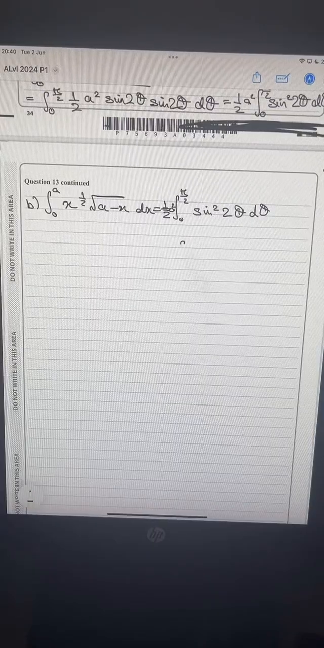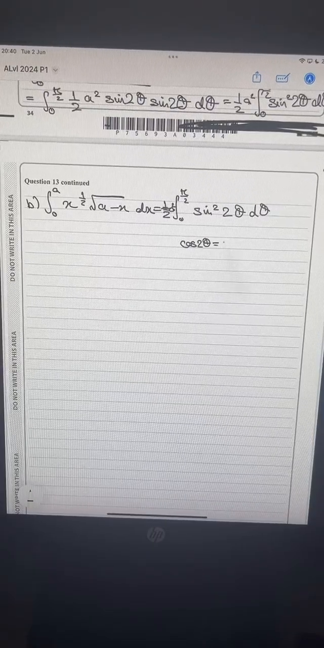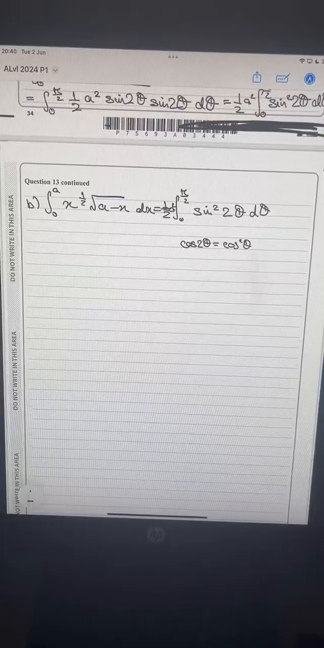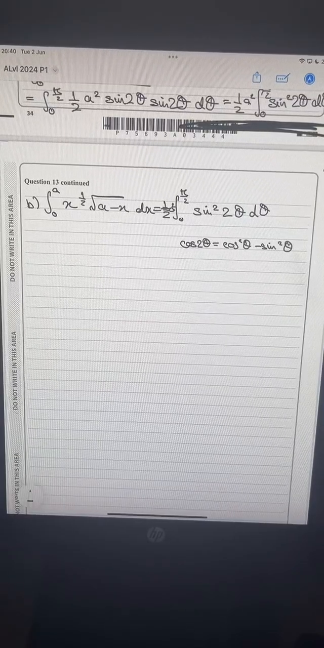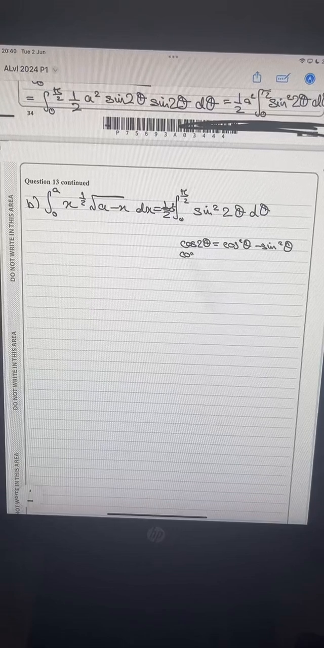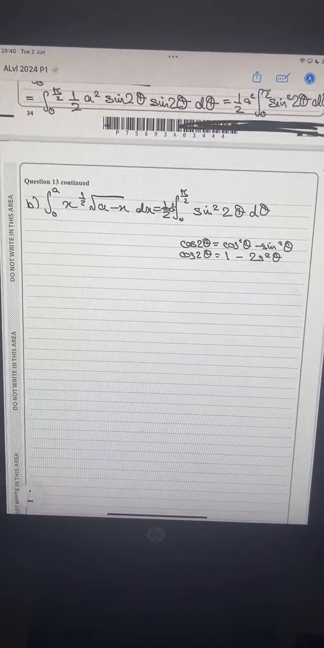So you know that cos 2 theta is equal to cos squared theta minus sine squared theta. But we don't want any squareds. So let's find one where we have sine squared theta and just cos 2 theta. Well, we know that cos 2 theta is also equal to 1 minus 2 sine squared theta.